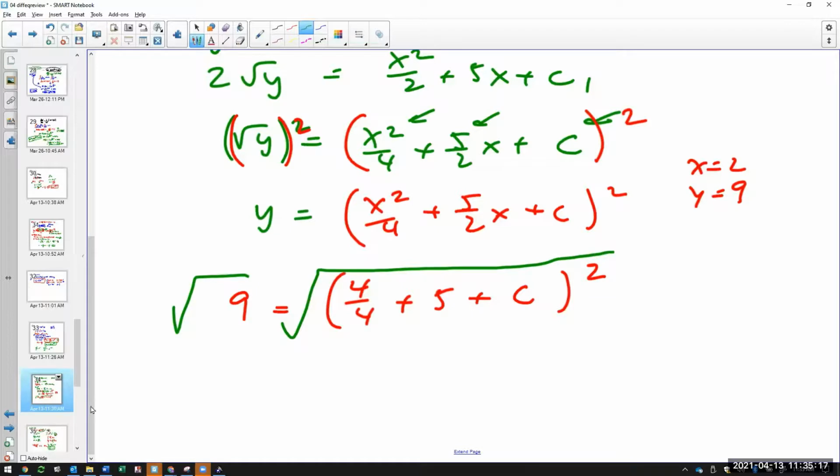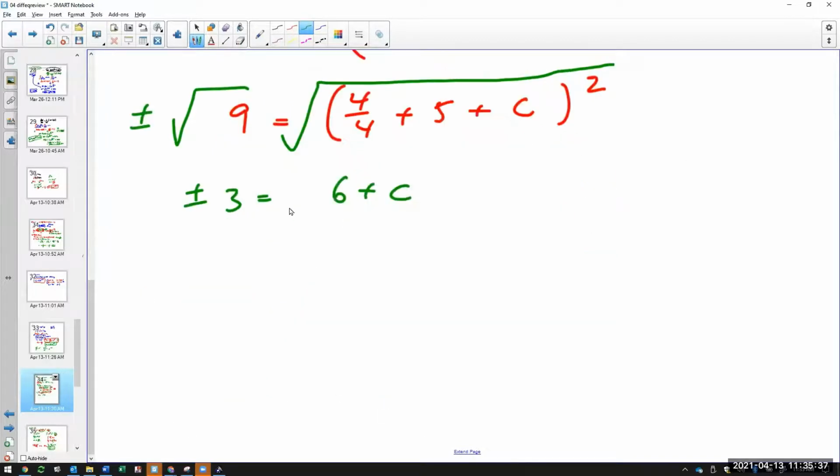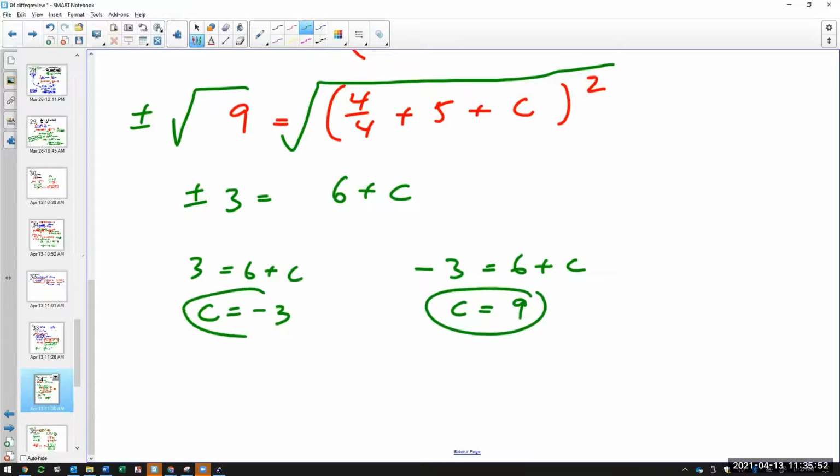Is everybody good with that? You got to get rid of that squared first, because that's like the outside function. Okay, so guys, make sure you understand, since this is a squared, this is plus or minus. So what I get is plus or minus 3 is equal to 4 over 4 is just 1, plus 5, so 6 plus c, right? So do you guys see there's two answers here? You could get 3 is equal to 6 plus c, or you could get negative 3 is equal to 6 plus c. So what's c going to be on this side? What's c going to be on this side? Negative 9. Okay, so these are your two possible answers for c.